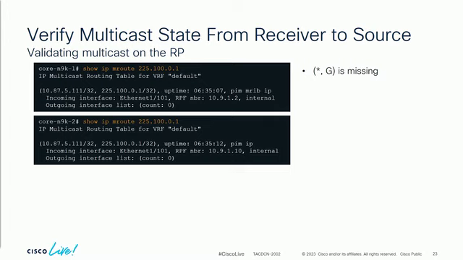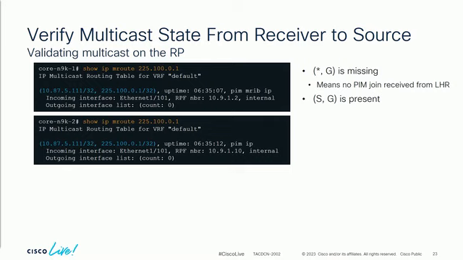So the first thing to note here is that star comma G is missing. And this is consistent with what we saw on the last hop, North 1 and North 2. We saw that the incoming interface was null. And here we see star comma G is missing, suggesting that PIM join is not working as expected.